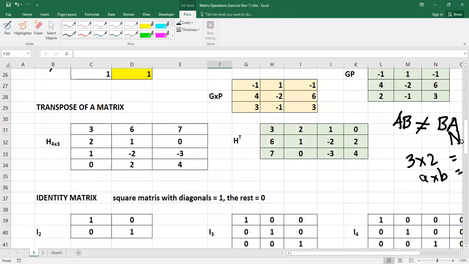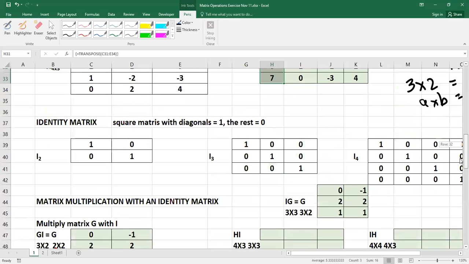We also learned how to define the transpose of a matrix. The transpose of a matrix is just the row becoming the column and the column becoming the row. So for example, the first row is 3, 6, 7. If you get the transpose of this whole matrix, then this row 3, 6, 7 will become the column 3, 6, 7. And the size will be converted also. This is a 4 by 3 matrix. This one now becomes a 3 by 4 matrix.